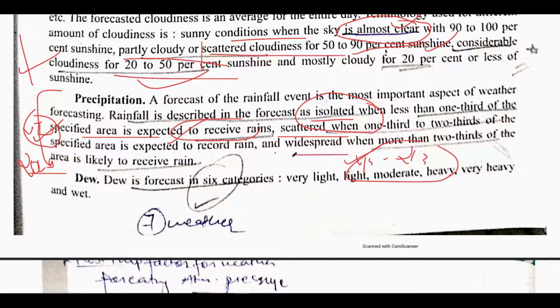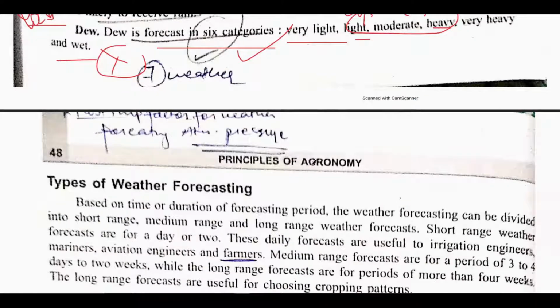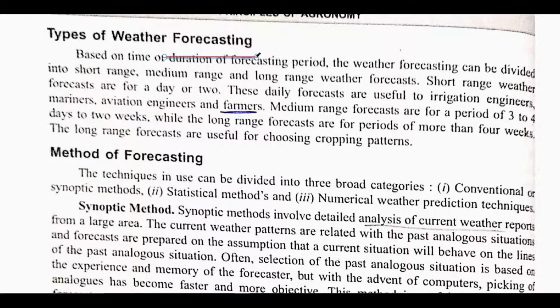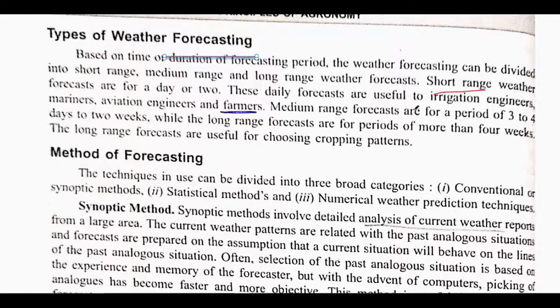See, there are basically 6 categories of dew, that is very light, light, moderate, heavy, very heavy and wet. This is not important, just remember because of general knowledge. Now types of weather forecasting. Basically there are 3 types of weather forecasting: short range, medium range and long range weather forecasting.